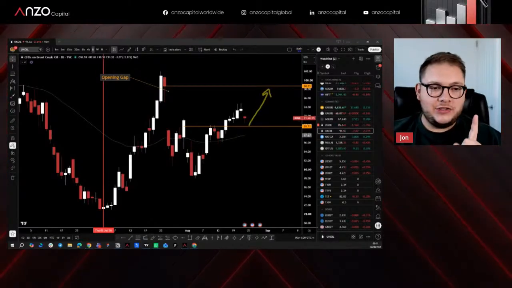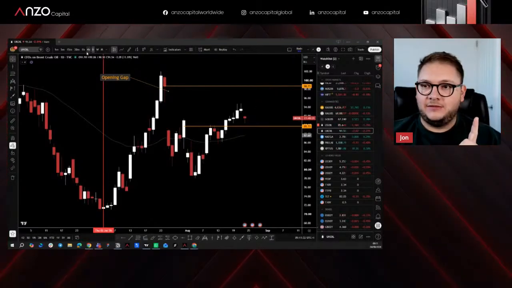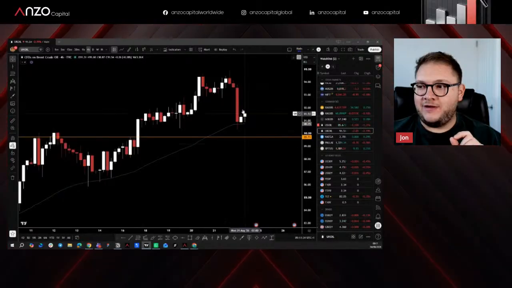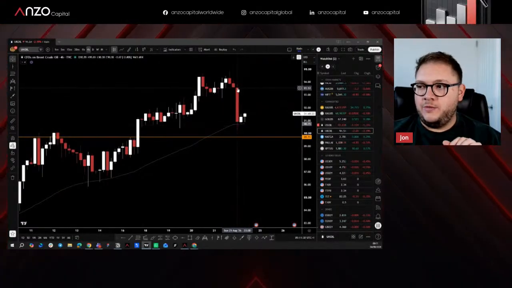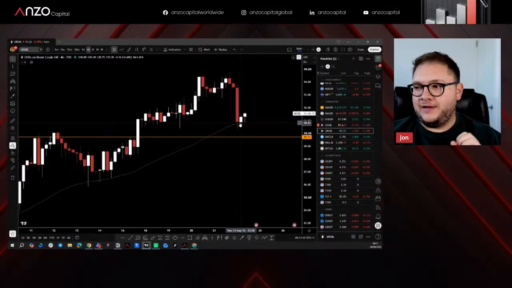Now, what's interesting though, on the open, we've gapped lower. We have gapped lower on oil prices, which is very, very interesting. The market has drove down on the open, opened at 93.50, come down to 90.86.